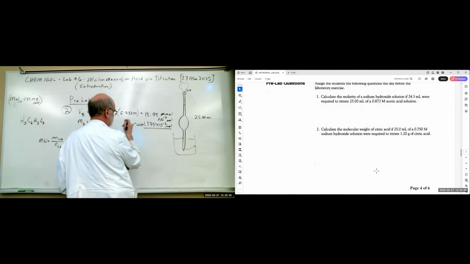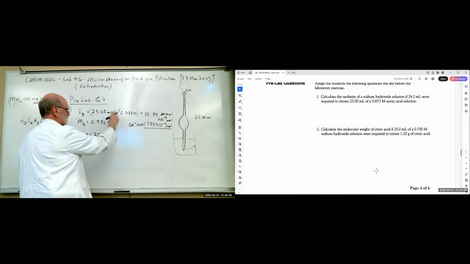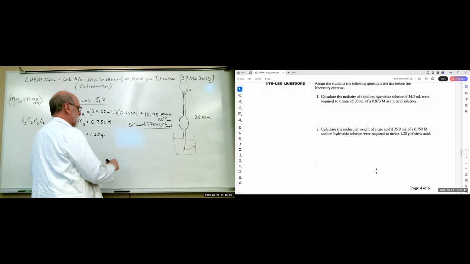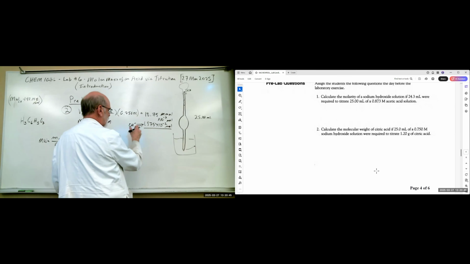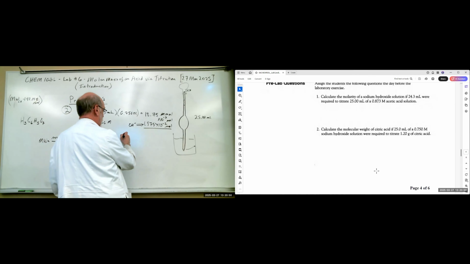That's hydroxyls. Because we calculated it from the base concentration. So we know that's the hydroxyls. How many hydrogen ions will that neutralize? Well, it'll neutralize the same number of hydrogen ions, right?